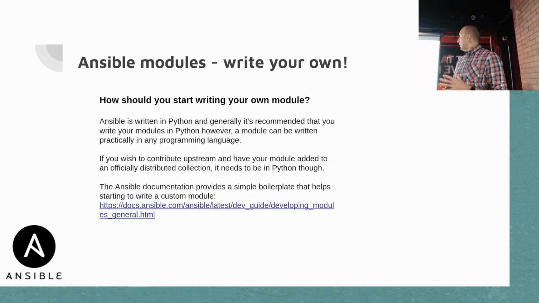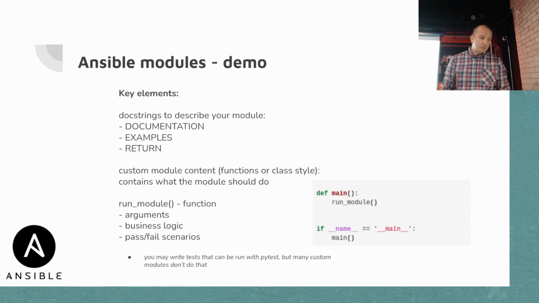Okay. The upstream documentation gives you a very simple boilerplate. So you can write a module with very little understanding of what Ansible does under the hood. Basically, it gives you a template, and you just add your functions and handle the business logic, mainly the pass and fail scenarios, and then the module is ready. That's how a simple module is done.